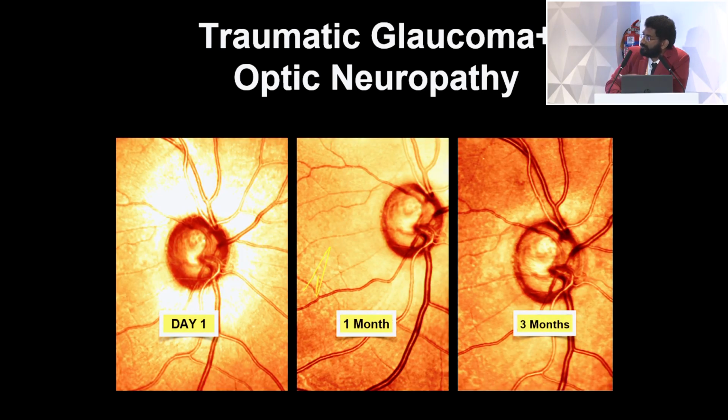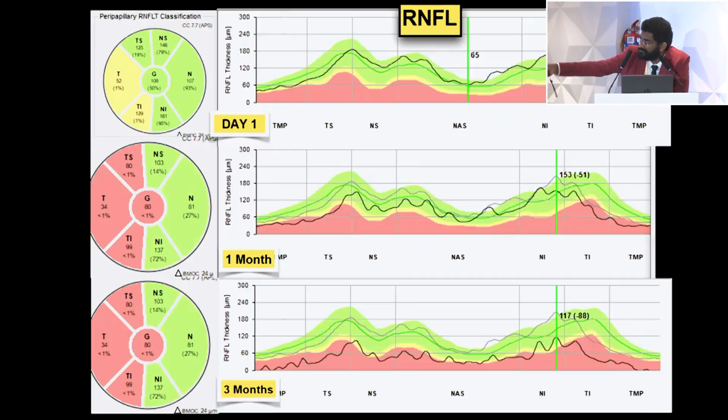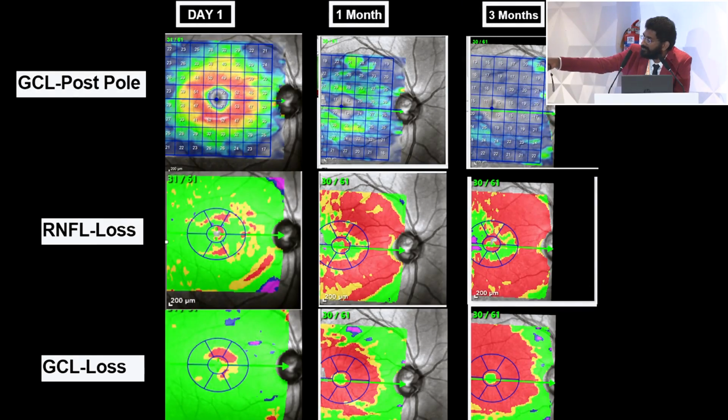Another patient, a traumatic glaucoma. See this beautiful case, my dear friends. Day 1, 1 month, 3 months, it appears to be the same, but on the level of OCT, see how the damage has started at 1 month and 3 months. Structurally, it appears to be okay, but on OCT, you can see the documented damage, and even the RNFL is dropping, and then the ganglion cell layers, the RNFL loss, GCL, everything is actually going on and dropping down.